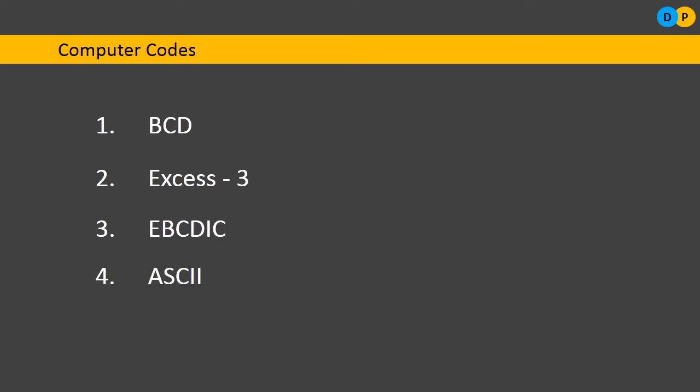Now, talking about the different types of codes. The first coding system is BCD, the second is XS3, the third is Extended Binary Coded Decimal Interchange Code, EBCDIC, and the fourth is ASCII. These are the four important coding patterns or formats which we can follow. Apart from this, there are other formats available, but in our topic we will be studying only these four varieties of computer codes.